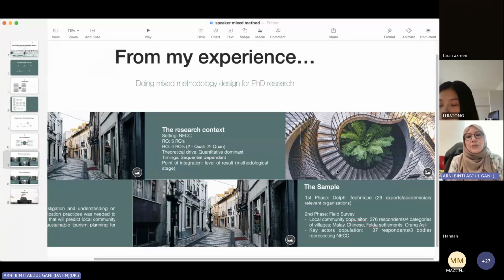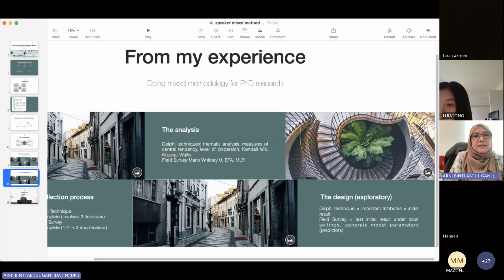Okay, and also in the second phase, the field survey, I distributed the questionnaire to the key actors population. So there are basically 37 respondents representing 3 bodies of interest of NECC. So those are basically my quantitative phase.